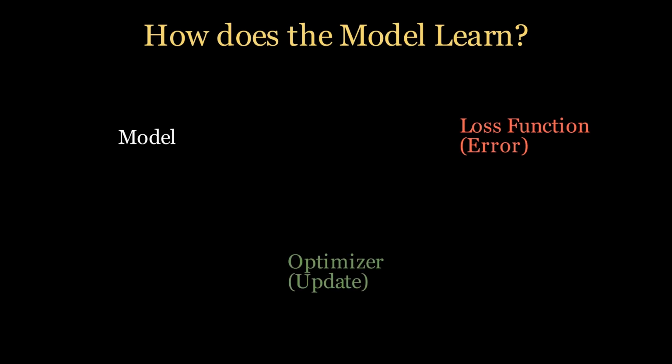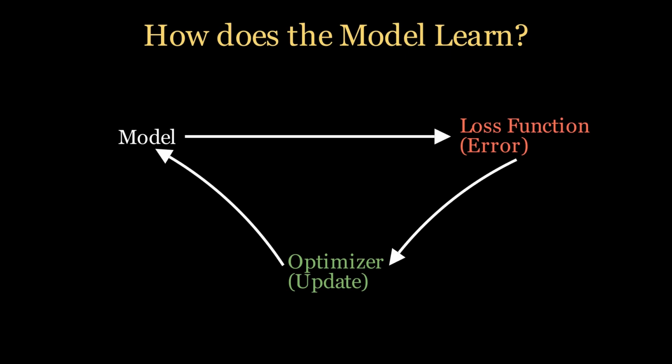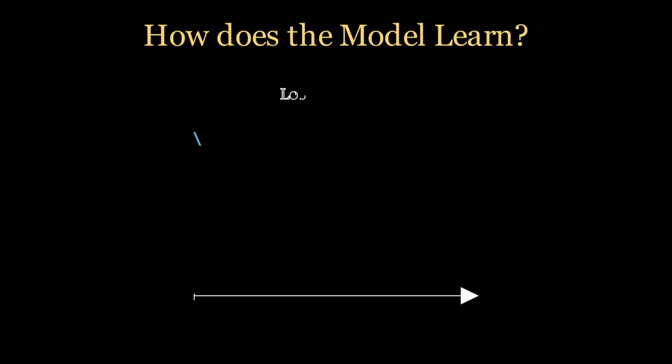But how does the model actually learn? It relies on a continuous loop involving three main components. The model itself, a loss function which calculates how many mistakes the model is making, and an optimizer, which updates the rules to make fewer mistakes next time.